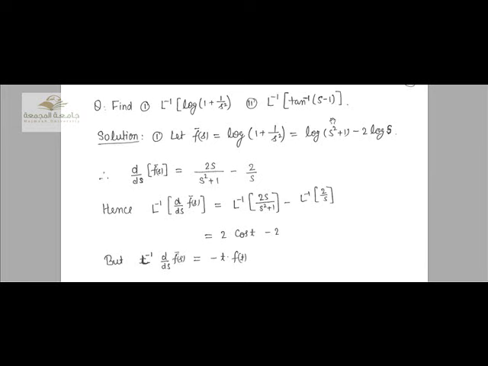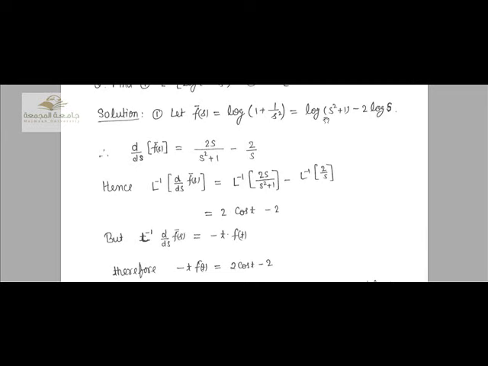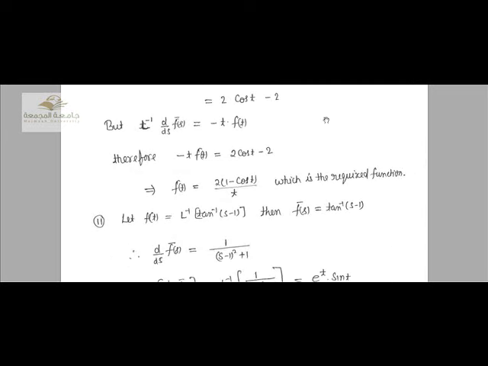Hence, L inverse of d/ds f bar(s) is equal to L inverse of 2s/(s^2+1) minus L inverse of 2/s. This is equal to 2 cos t - 2. But L inverse of d/ds f bar(s) is equal to -t f(t). Therefore, -t f(t) = 2 cos t - 2, implies f(t) = 2(1 - cos t)/t, which is the required solution.